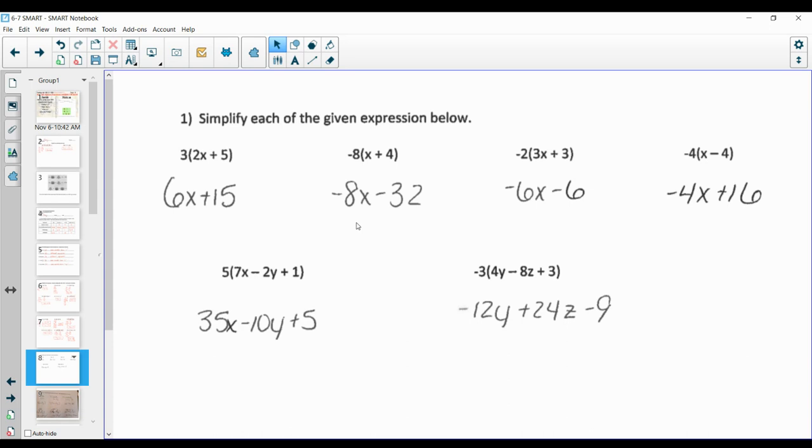The thing you really need to be careful with here is your negative symbols. So a negative 8 times x is negative 8x, and negative 8 times 4 is negative 32. You can type a negative in the calculator. So if you are struggling with the whole negatives, use the calculator. The one I want to point out to you right here, you have a negative 4 times x, negative 4x, but then a negative 4 times a negative 4 is a positive 16. Remember, negative times a negative makes a positive, so be careful of that.